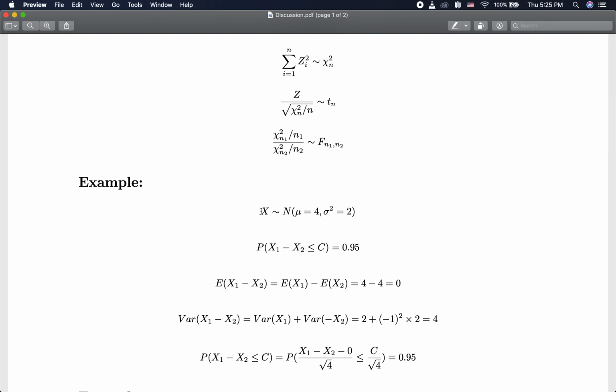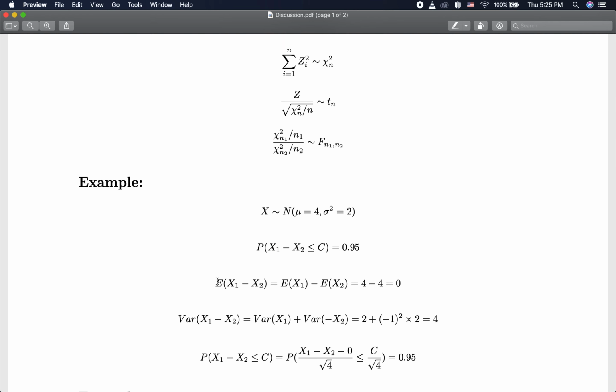Okay, suppose we have a variable x which follows a general normal distribution with mean equal to 4 and sigma squared equal to 2. Now we are asked to find the value of c such that this probability is equal to 0.95. So we have two IID copies of a normal distribution, and we are going to find the distribution of x1 minus x2. It will also be a normal distribution.